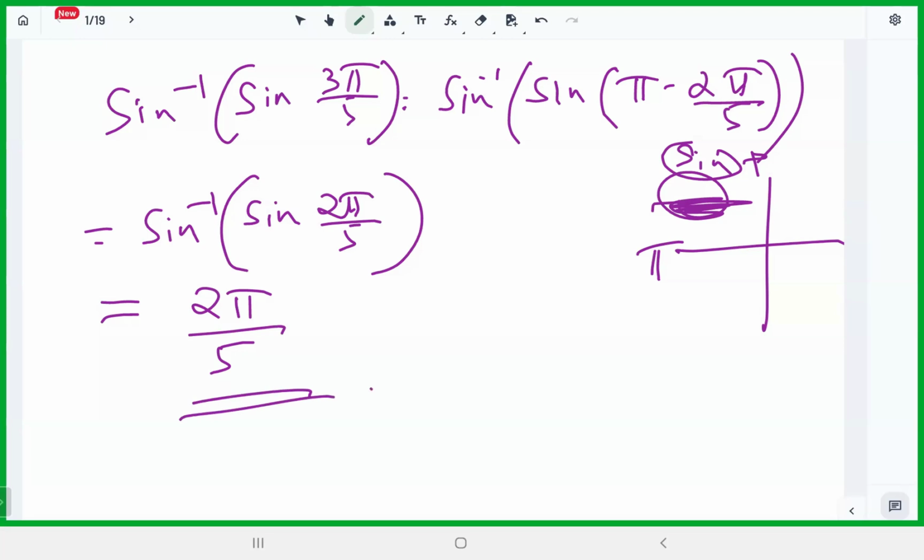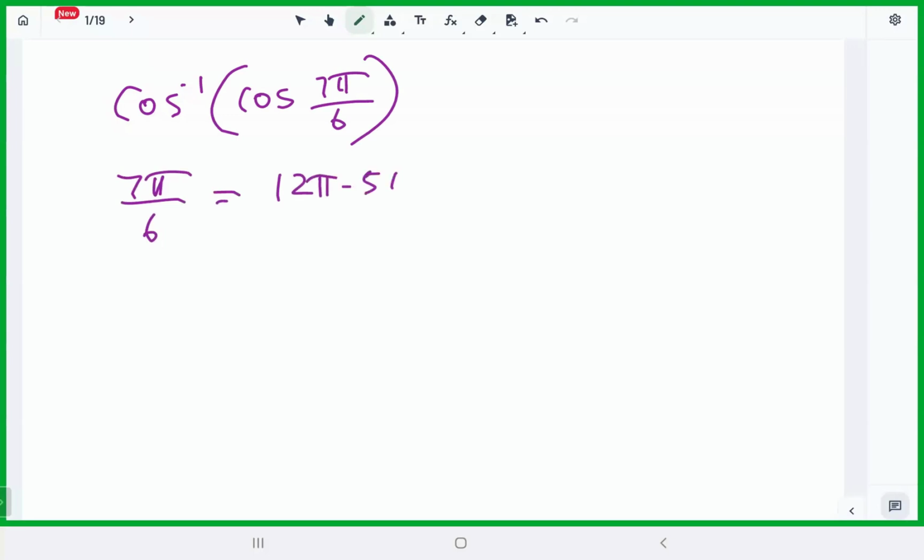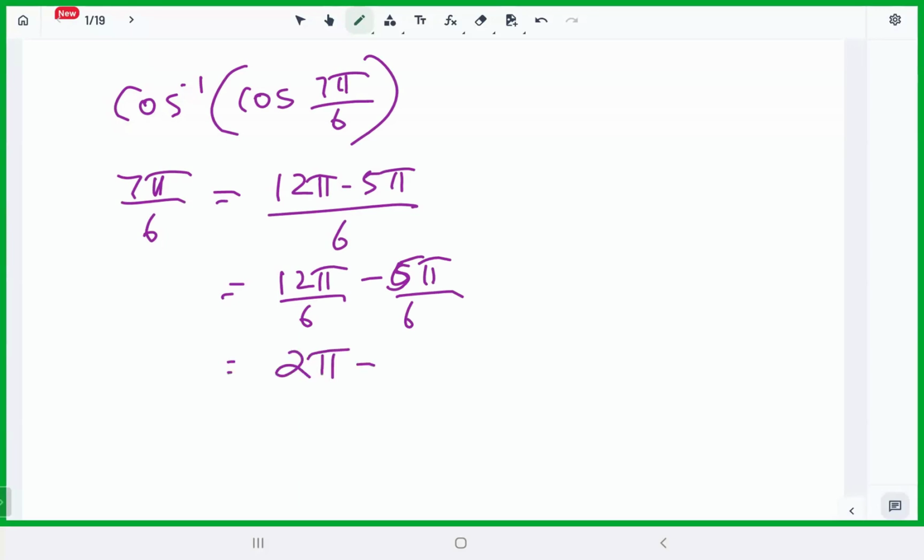Now we are moving on to the next question. That is cos inverse of cos of 7 pi by 6. So 7 pi by 6 can be written as 12 pi minus 5 pi by 6. Right. 12 minus 5 is 7. Okay. So here you will get 12 pi by 6 minus 5 pi by 6. 12 pi by 6 can be written as 2 pi, right? 2 pi minus 5 pi by 6.